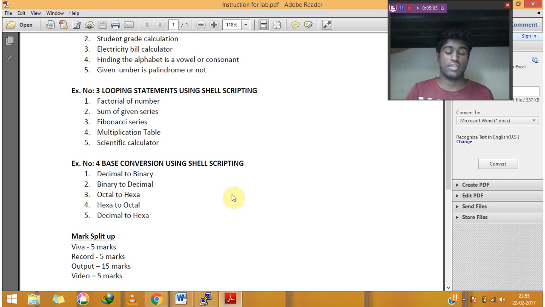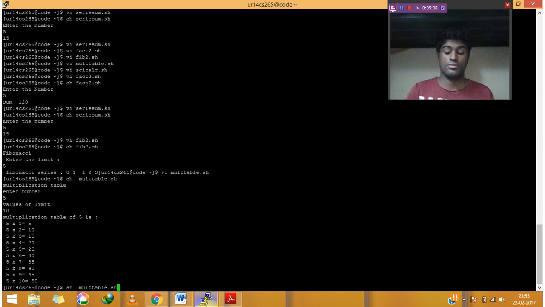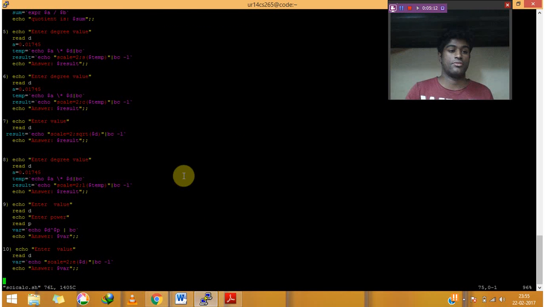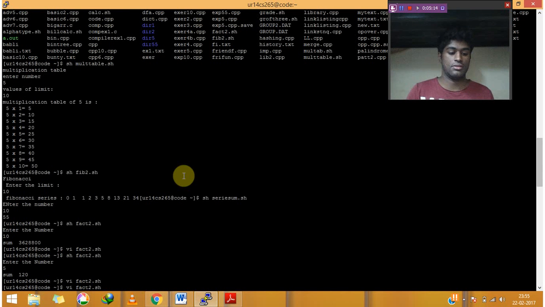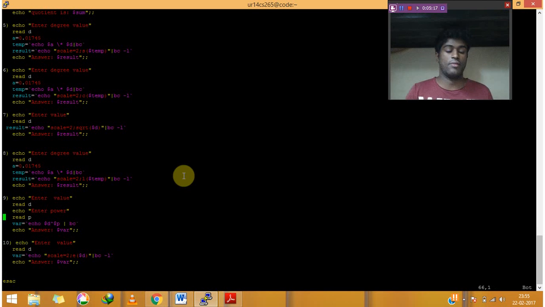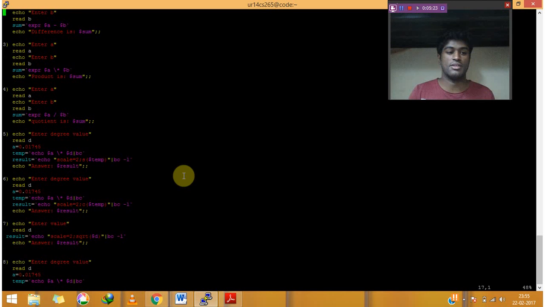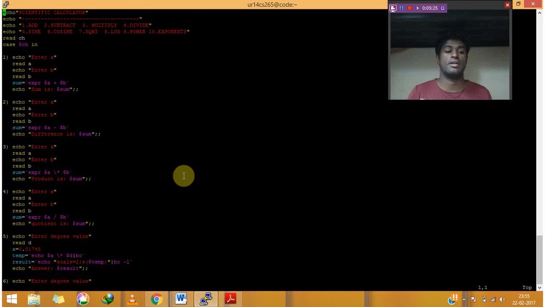My last question is the scientific calculator. So let's see how the scientific calculator is made. Here, as you can see, I made a scientific calculator with around 10 operations. The first 4 are my basic operations, that is plus, minus, multiplication and division. As you can see, I have opened a case statement over here with case 1, case 2, case 3, case 4 up to case 10. Then I'm offering them options to choose from.